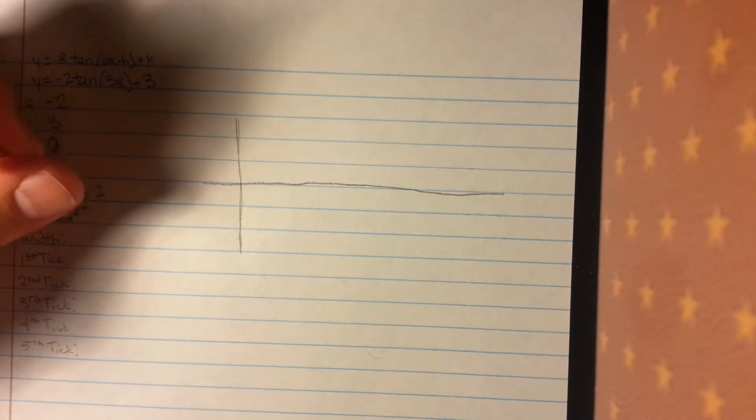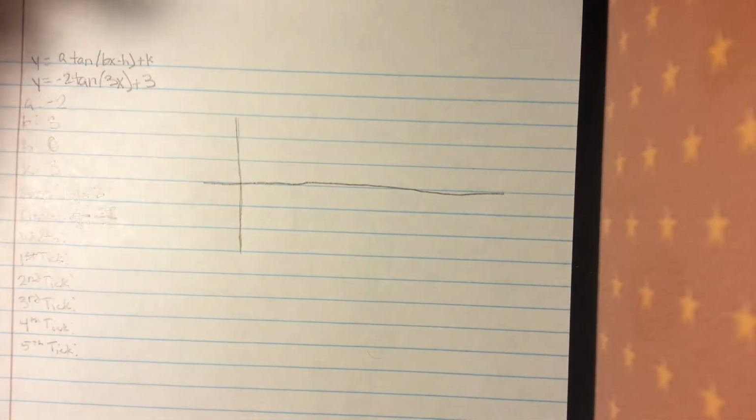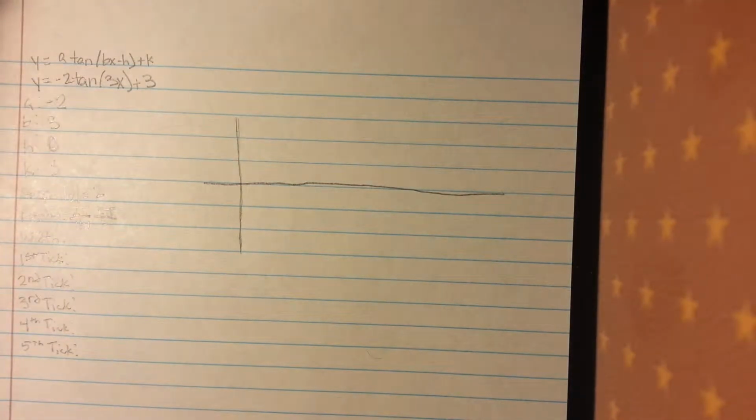So now we look at our period, which is 2 pi over the absolute value of b, and that would be 2 pi over 3. So that would be your period right there. Now we can look at our width, and using our h value, we can say that we have 2 pi over 12, and you would end up getting pi over 6 as your width.